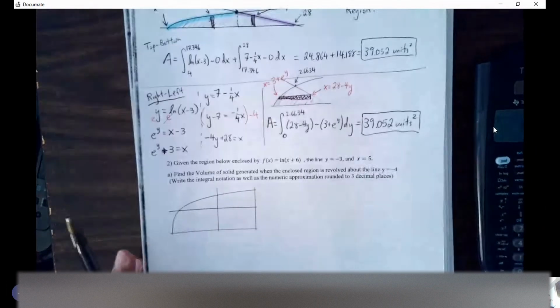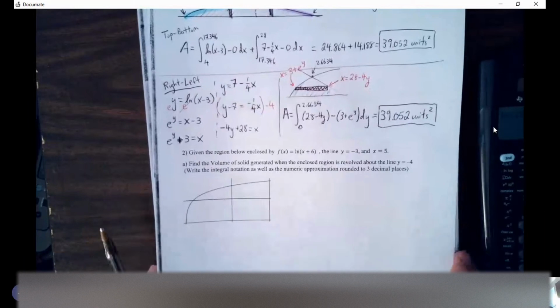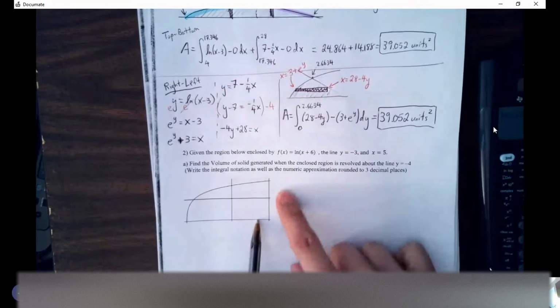All right, number two. We have natural log of x plus 6, we have y equals negative 3, we have x equals 5.